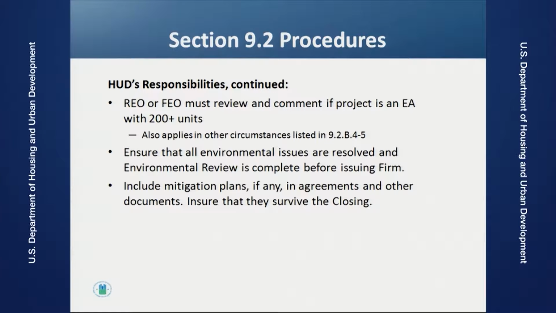Regional environmental officers and field environmental officers must review and comment if the project is an environmental assessment with over 200 units. Circling back, environmental assessment, we're talking about new construction and certain levels of substantial renovation. We list the details of what those circumstances are in 9.2, B, 4 and 5. Basically, if you're going to be changing the density or converting units so you have greater numbers of units. We also have normally unacceptable noise zones, and that's also generally when you bring in your noise expert.